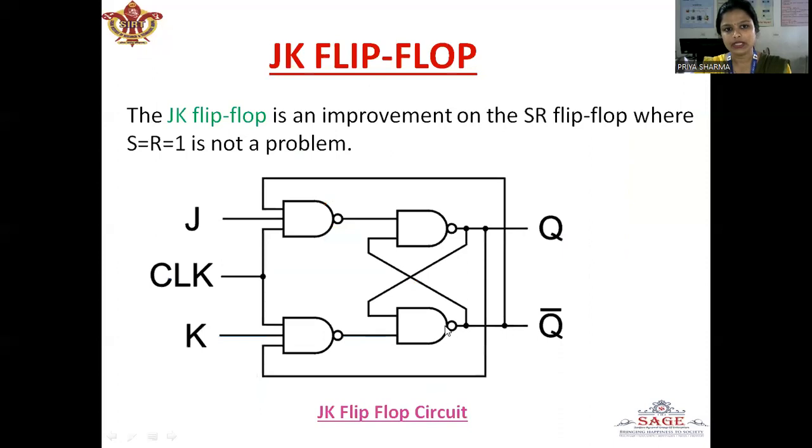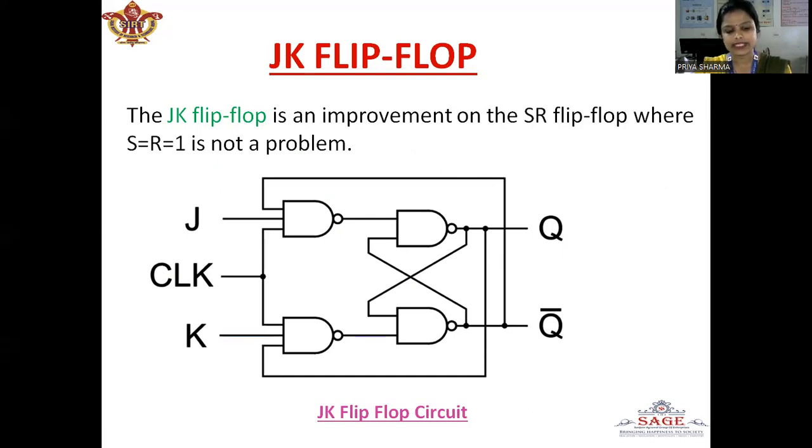Now coming to the JK flip-flop. The JK flip-flop is the improvement of the SR flip-flop. As I told you earlier, due to the undefined state in the SR flip-flop, another flip-flop is required in electronics. The JK flip-flop is an improvement of the SR flip-flop, in which S and R equal to 1 is not a problem. It is similar to the SR flip-flop.